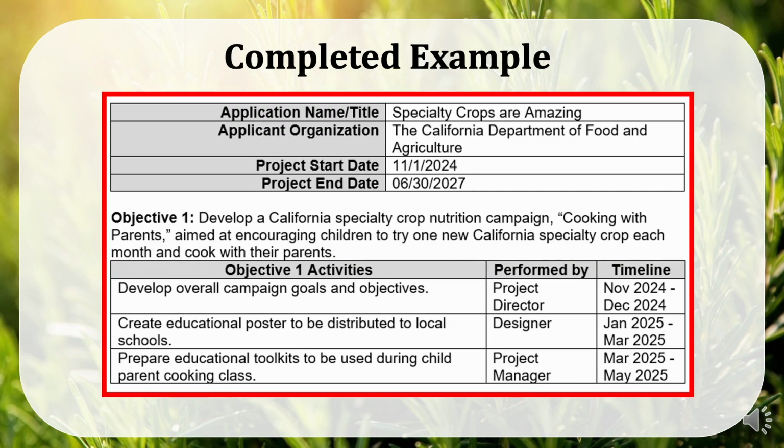This is an example of what a completed project objectives and work plan template would look like. Please check to confirm that the application name or title and the applicant organization are correct. Also confirm that the project start date and project end date match with the application and are within the grant duration. Please double check to make sure that the objectives are properly explained and that the individuals performing tasks are listed by their title instead of their name.